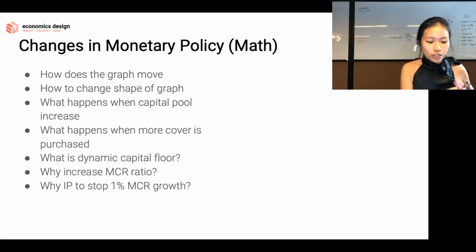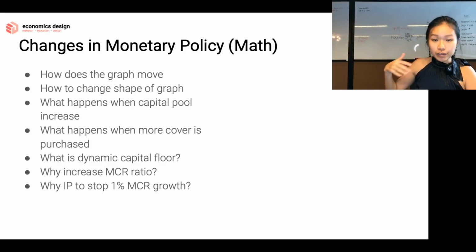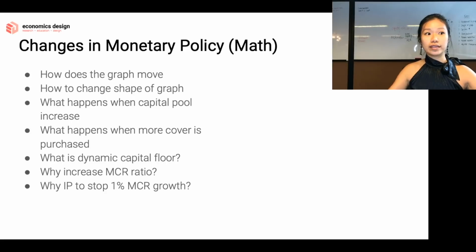So the MCR ratio shows how efficiently the capital is being used and being deployed. And if the ratio is very high, it means that there's a lot of capital available that is not being used as the reserve. So that means we have a lot of capital available to be used for other things, like other kinds of investment, other kinds of funding, other ways to get returns on your capital.